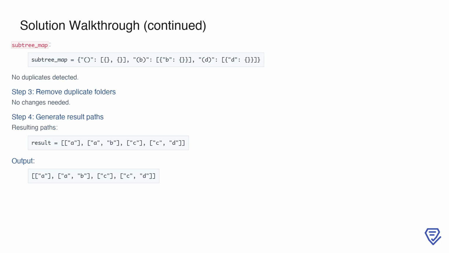The subtree_map for this example shows distinct entries for the empty subtrees, B for A and D for C. As no subtree has more than one occurrence, there's no need to remove anything from the tree. The clean tree remains unchanged as A, B, C, D. Using the collect_paths function, we directly generate the result paths A, B, C, D. This output mirrors the input, as no duplicates were found, preserving the original folder structure.